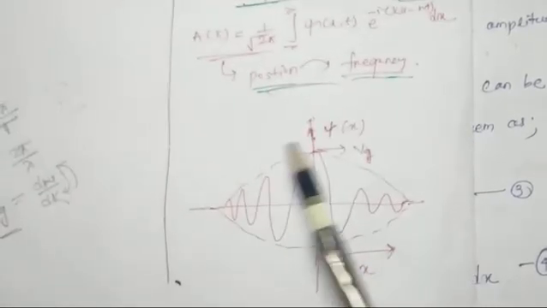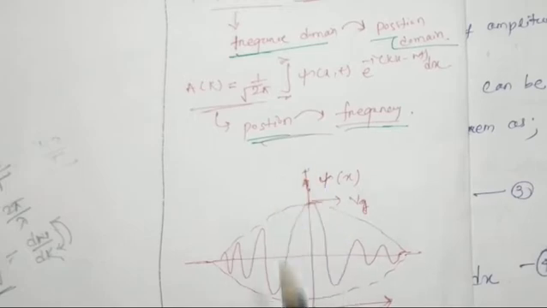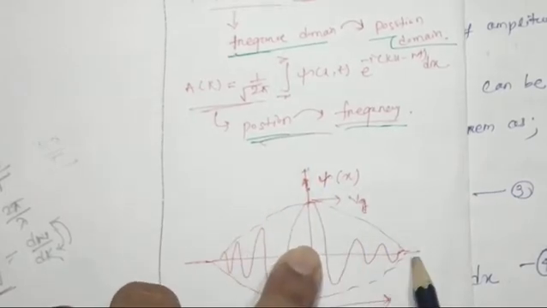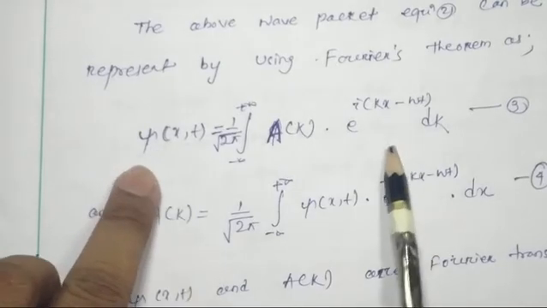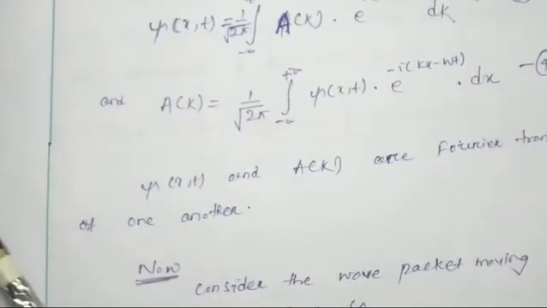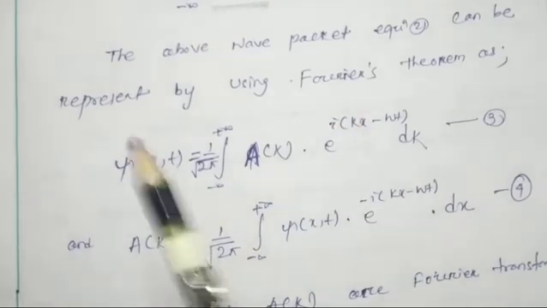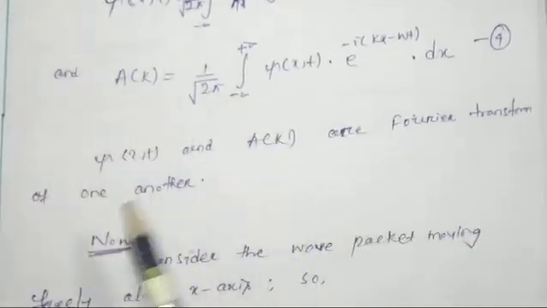And this is all about the wave packet, and this is the position x, the center is at x, and this y-axis represents the amplitude of this wave packet, which decreases, and at the end it vanishes. So this is the Fourier transform representation, from frequency to position domain and from position domain to frequency domain. So psi(x,t) and A(k) are Fourier transforms of each other. Here minus i or plus i does not matter, because many books have considered minus and plus, so that is not a big thing.